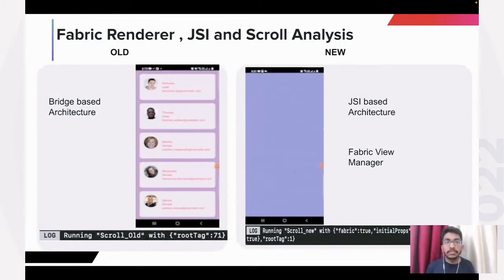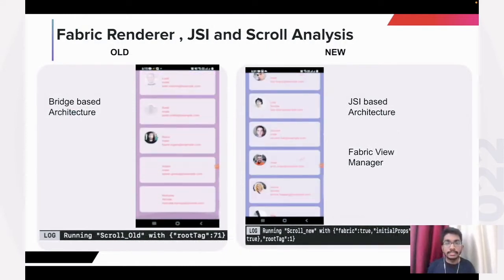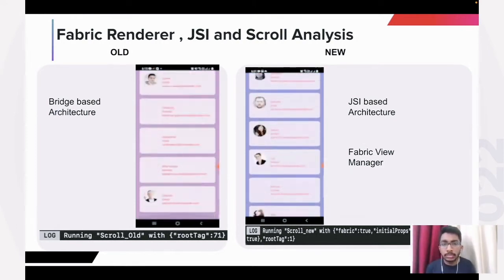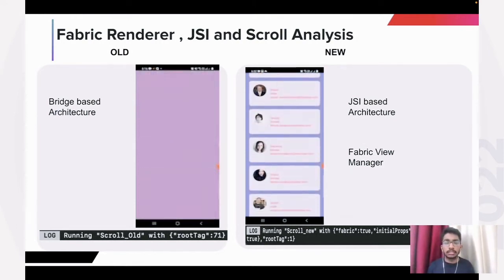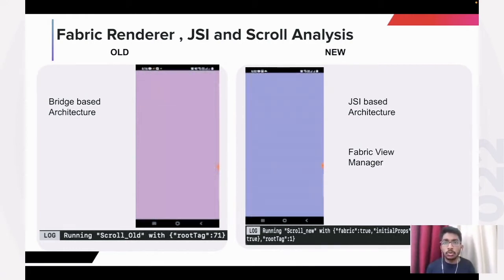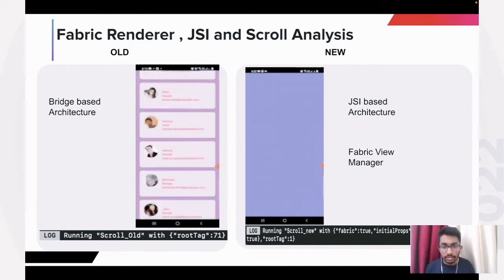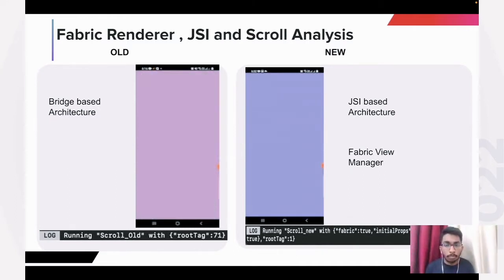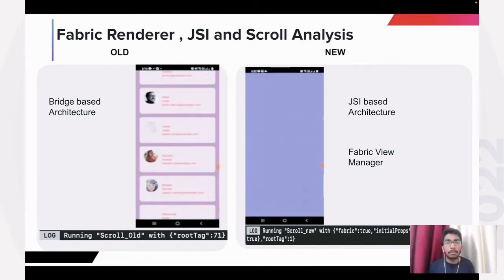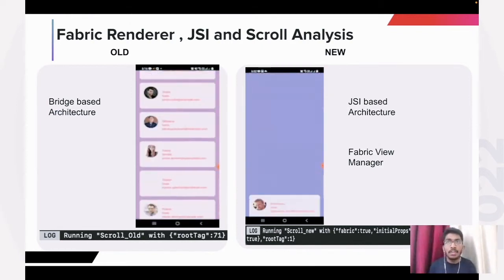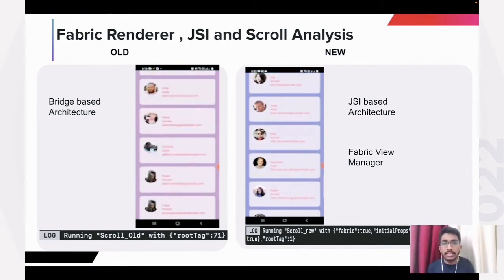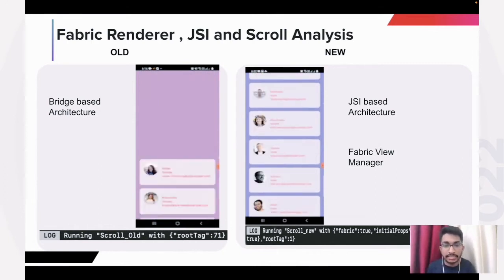Now coming on to the Fabric renderer, JSI, and scroll analysis. The problem with the old architecture was that it was using a bridge-based architecture, which means continuous to and fro serialization was happening via JSON. So it might lead to a slow data transfer rate and unnecessary copying of data. Another drawback of this bridge-based architecture is that the communication was happening asynchronously, which means that if events are triggered, they are scheduled for execution.